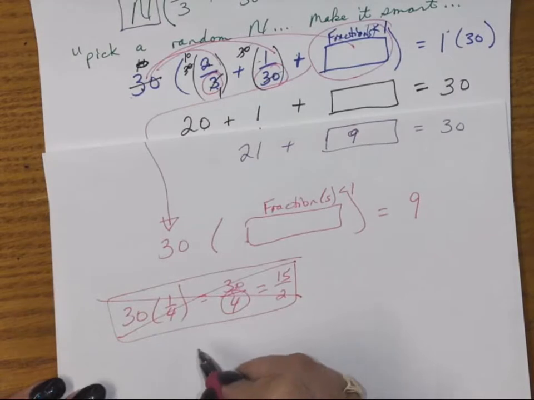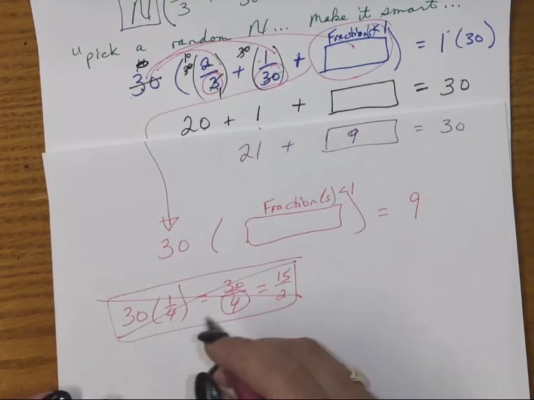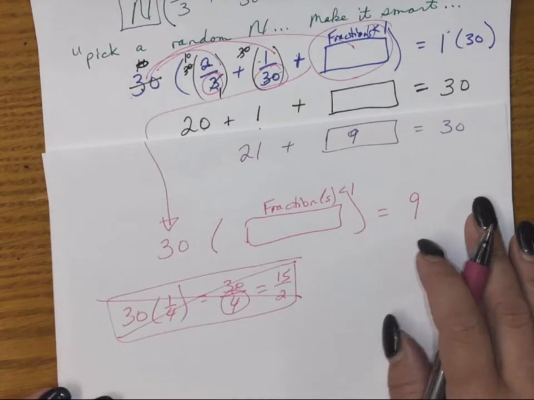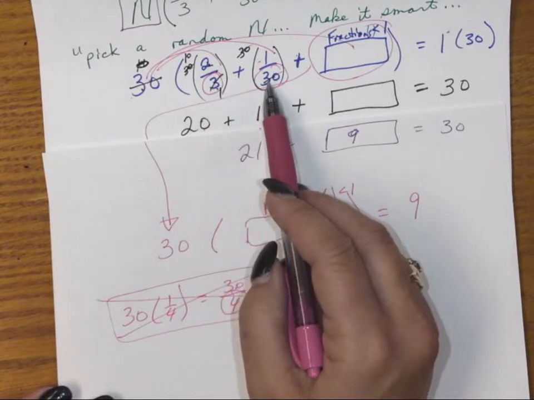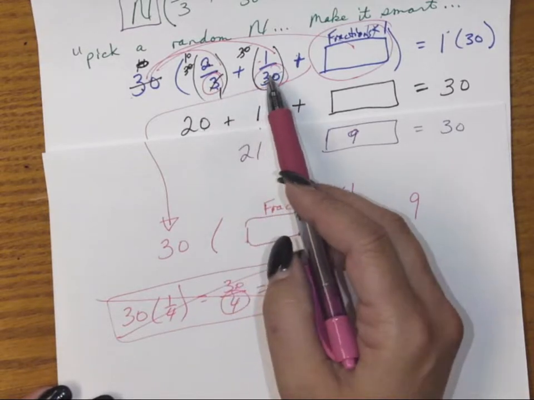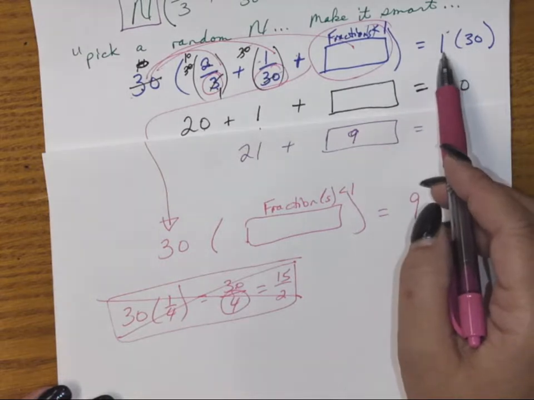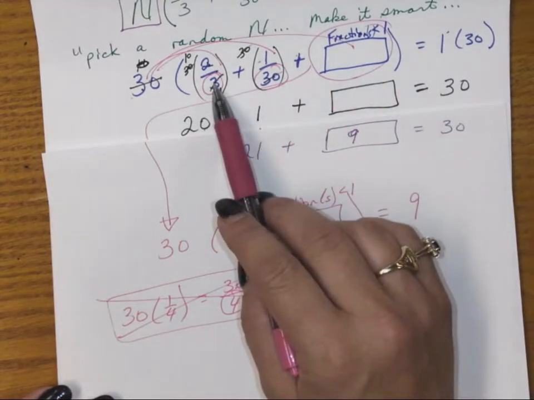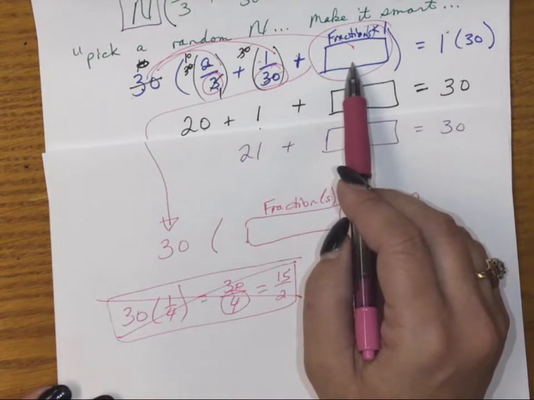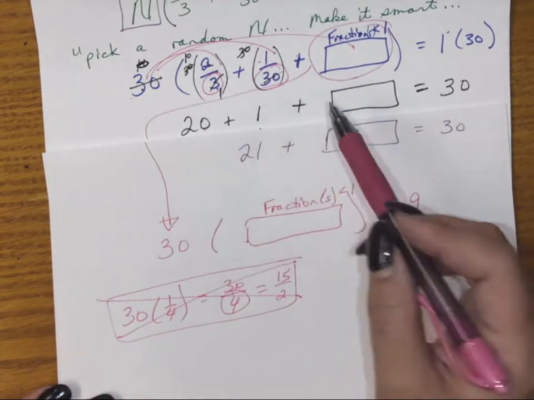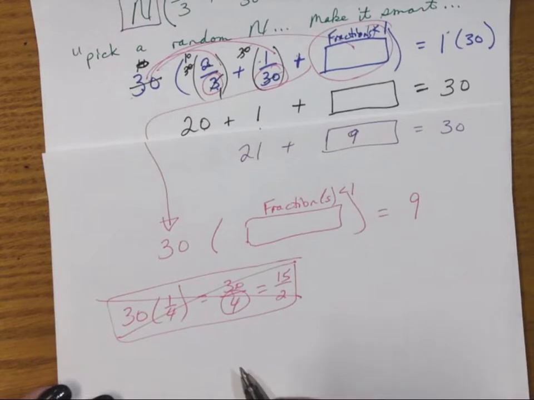So maybe we'd pick a half. Well, can I pick a half? Let's talk about that for a second. I'm already adding 2/3 and 1/30 and some other fraction, and I want to get to a 1. 2/3 plus 1/2, if I put a half in there, will put me over a 1, right? So I can't do that guy. I don't want to multiply by a half.